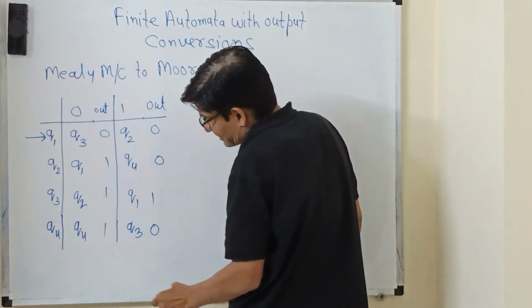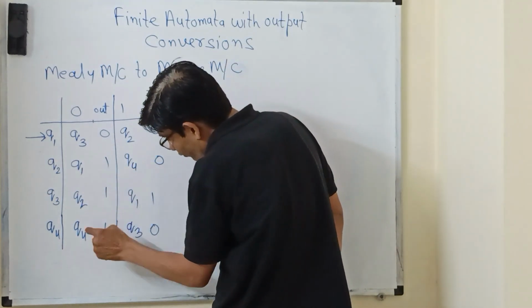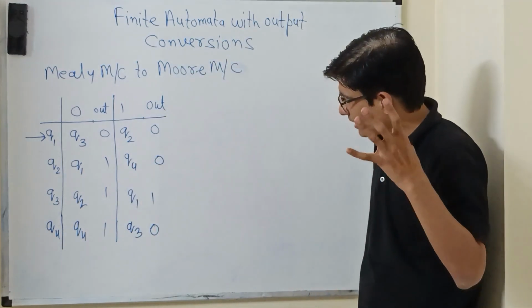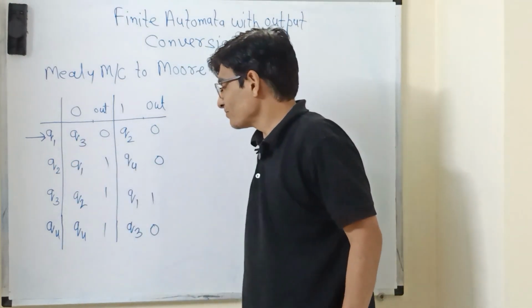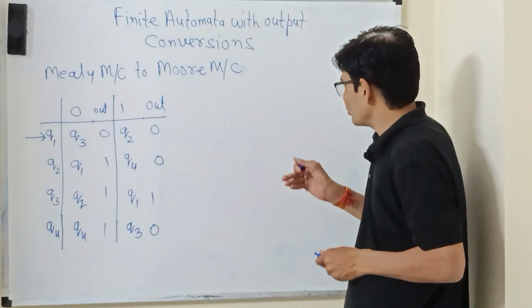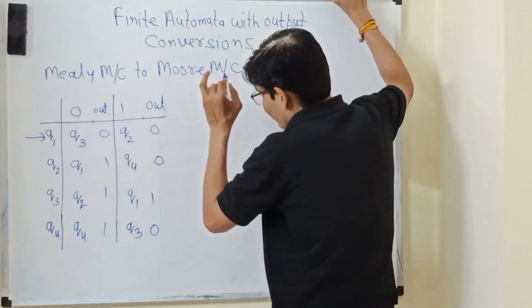So one entry is there for Q4 and one entry is here for Q4. So with Q4 also 0 and 1, two different output symbols are associated. Now in this particular type of machine, we need to use some different technique. So I'm going to tell you how we can convert this particular Mealy machine to Moore machine.